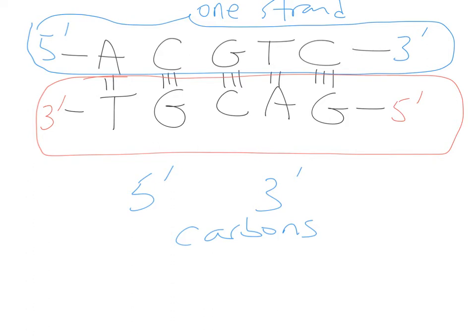So antiparallel means that when you look at two nucleotides that are base paired with each other, the carbons don't match. There's a 5' next to a 3'. That's an antiparallel DNA structure. That's how double-stranded DNA is normally found in nature. Antiparallel.